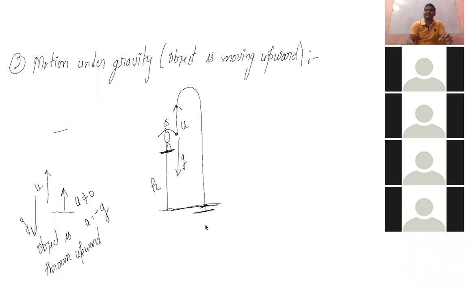So the displacement will become 0 with respect to the ground. This question can be solved in various ways. One way is that we can just find out when it will reach the maximum height. Then after finding this time, we can also find this time t2 by using the equation of motion of free fall. Free fall means what?